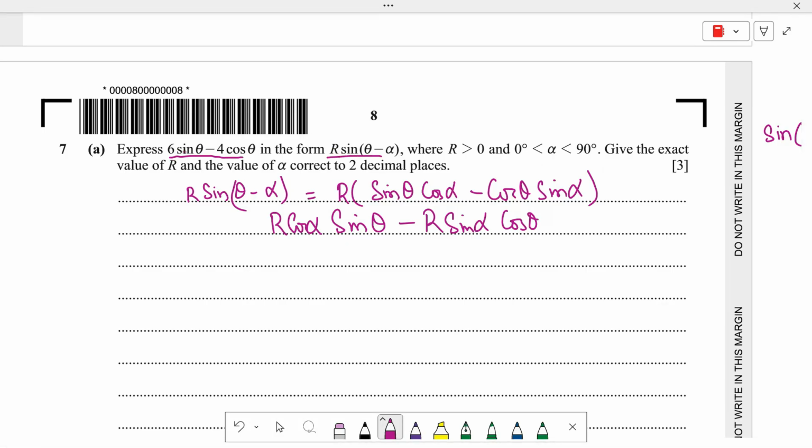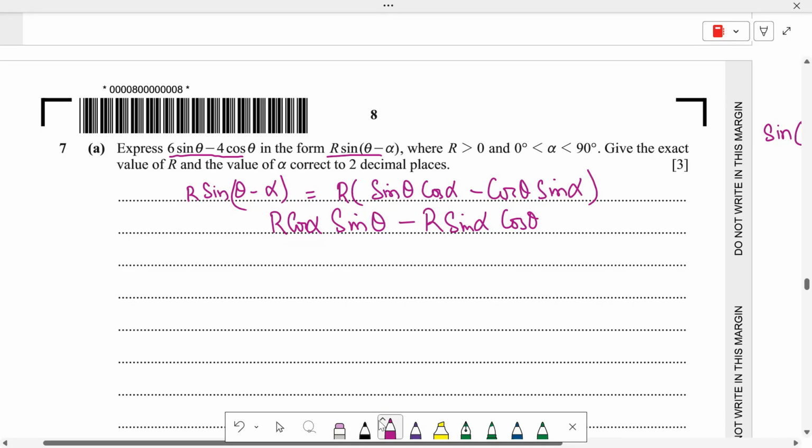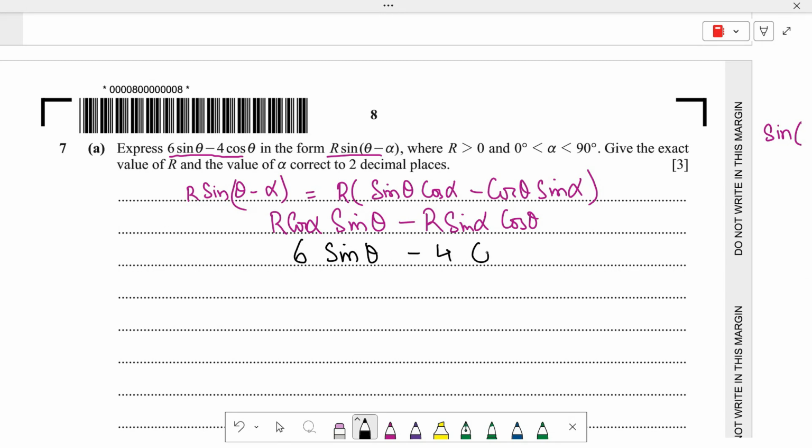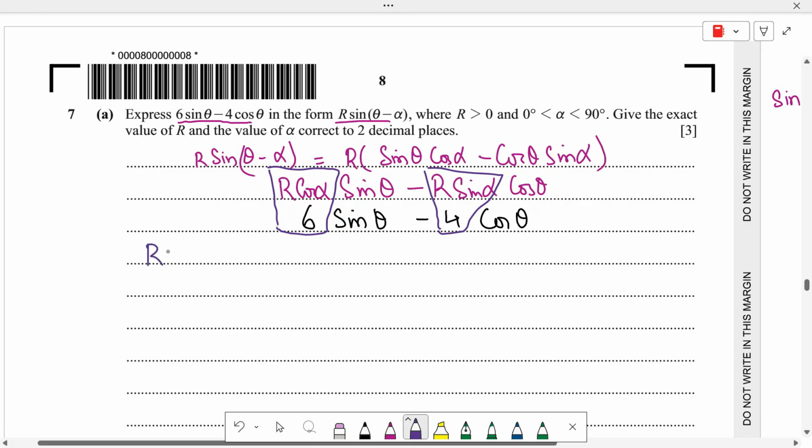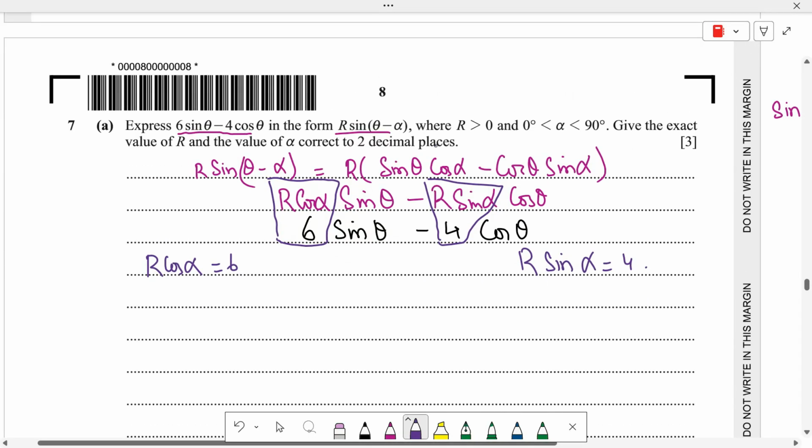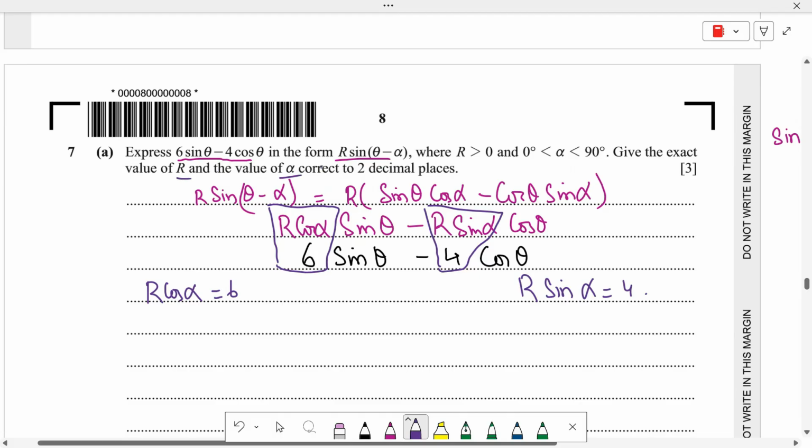So we compare this with 6 sine theta minus 4 cos theta. You can see that r cos alpha is 6 and r sine alpha is 4. And we need to find the value of r and alpha.